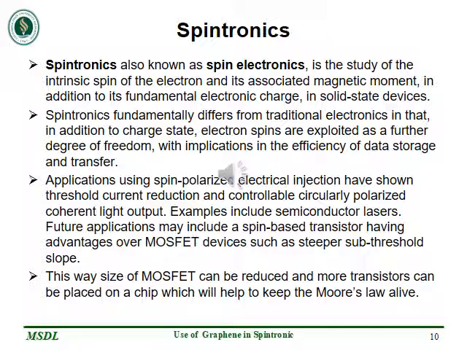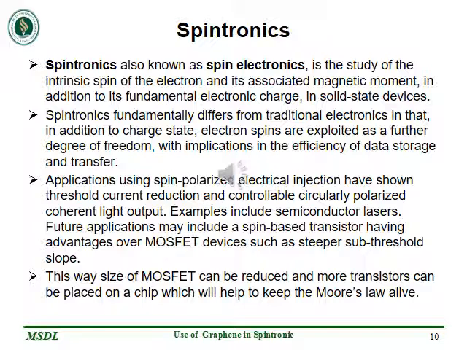Okay, so let's now talk about spintronics. Spintronics is also known as spin electronics. It's a study of the spin of the electron and its associated magnetic moment, in addition to its fundamental electronic charge in solid-state devices. Spintronics fundamentally differs from traditional electronics in that, in addition to the charged state, electron spins are exploited as a further degree of freedom, with implications in efficiency of data storage and transfer.